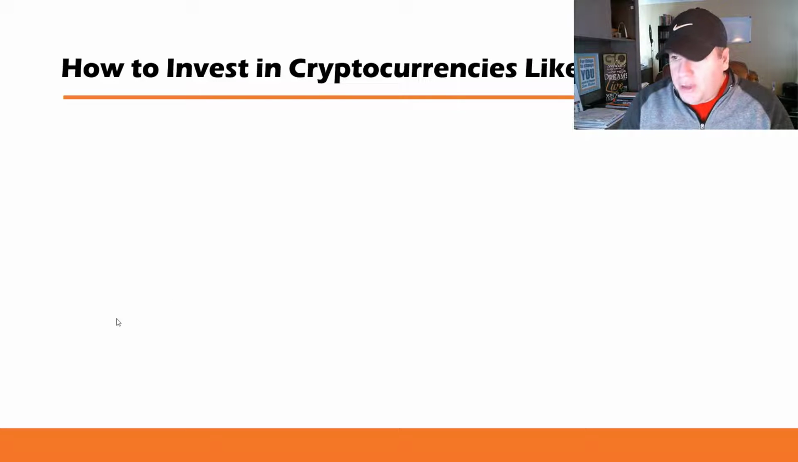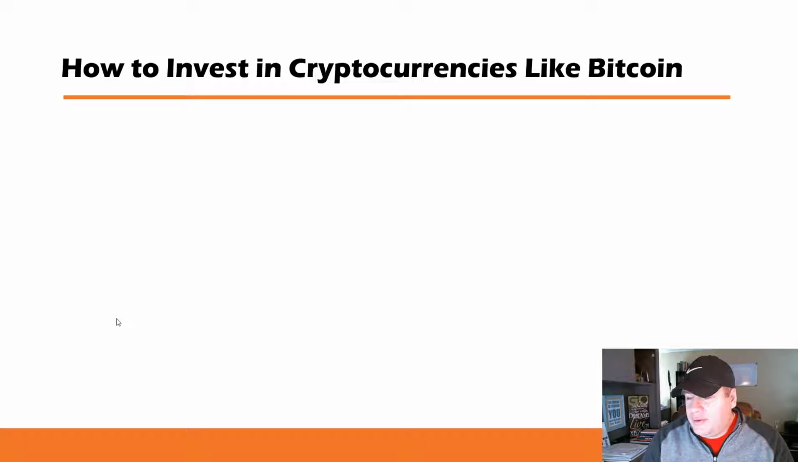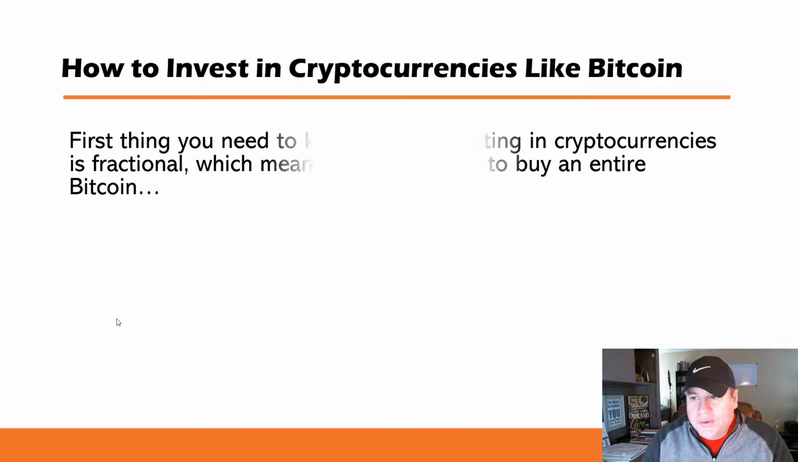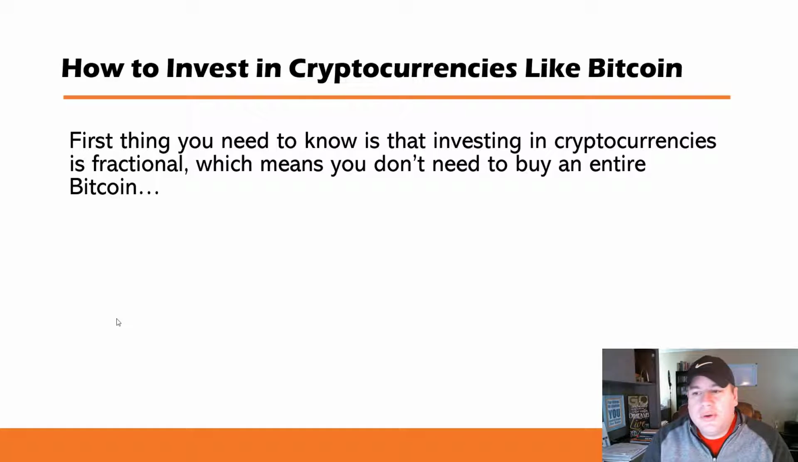And so, how to invest in cryptocurrencies like Bitcoin. The first thing that you need to know is that investing in cryptocurrencies is fractional. And this is something that I didn't understand or know in the beginning, because I always thought that I had to go and invest in an entire Bitcoin. Like if I wanted to get in Bitcoin, I'd have to spend $44,000 to get one of them. That's actually not the case.